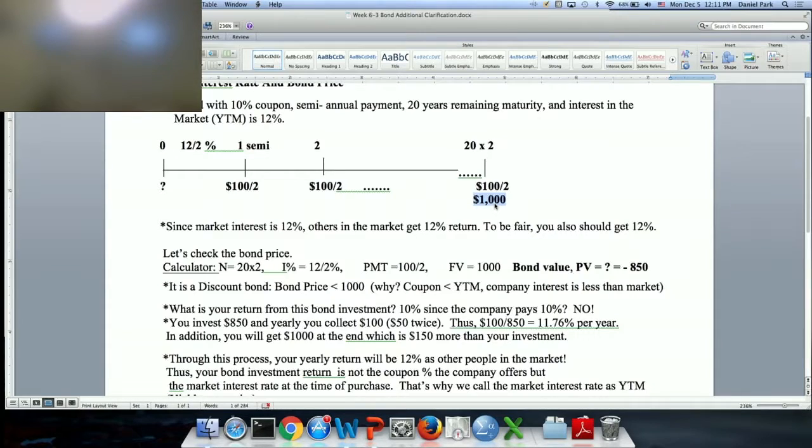At the end, although you invested only 850, the company will give you 1,000. $150 more. So what does this mean? On a yearly basis, you collect around 11.76%. At the end, you collect $150 more. Through that process, your actual yearly return will be exactly 12%, like other investors today.